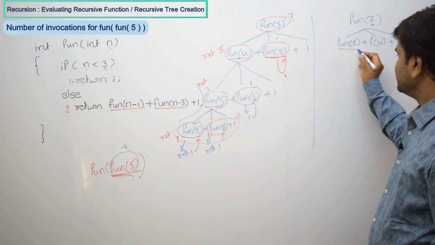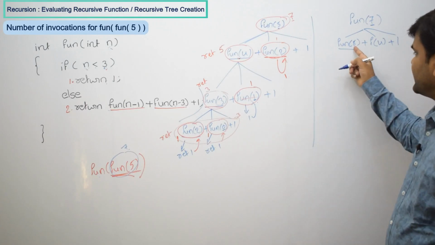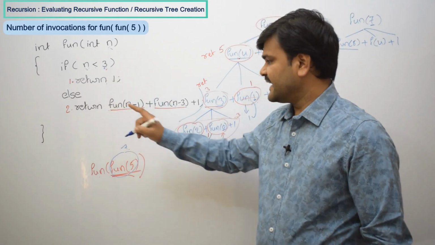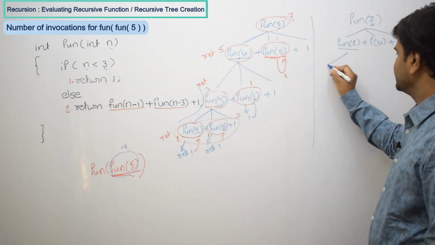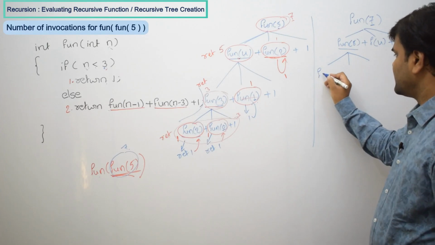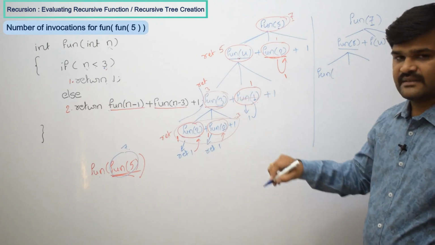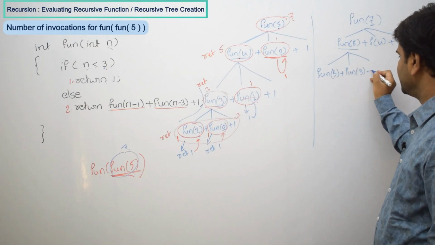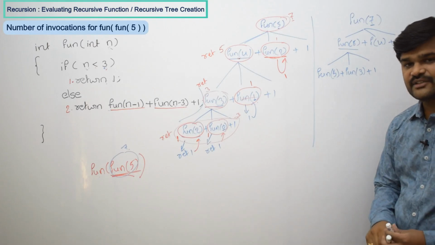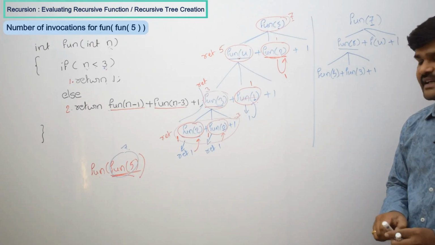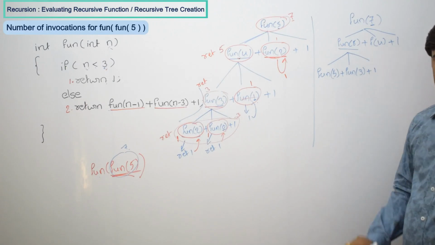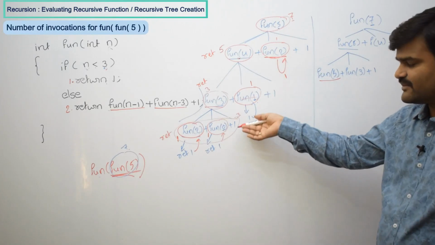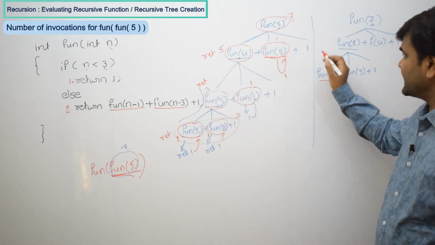First execute this one, fun of 6. The n value is 6, come to here, 6 less than 3, condition false. Again you are going to execute the same statement. So that is 3 branches: fun of 6 minus 1, 5, plus 6 minus 3, 3, plus 1. Don't try to solve completely, because we already solved whatever is required here. If you observe, fun of 5 was even executed here, so you are going to have the same thing. That is why we are going to take this value.